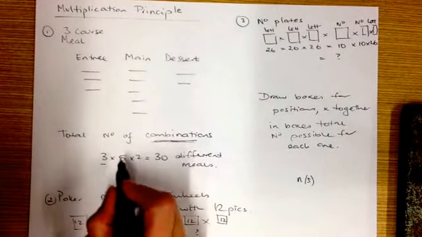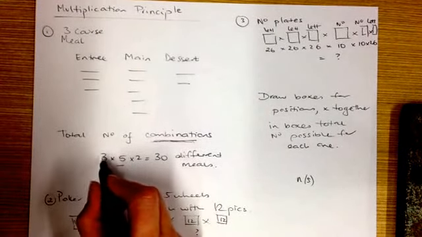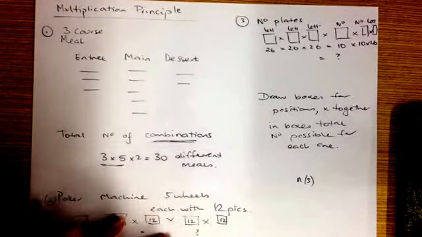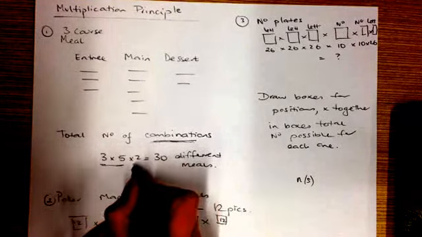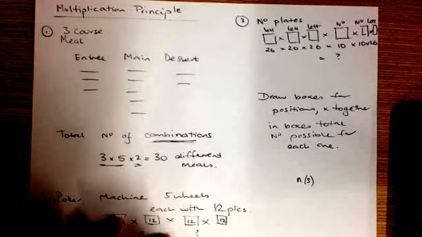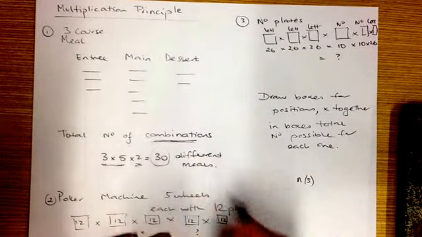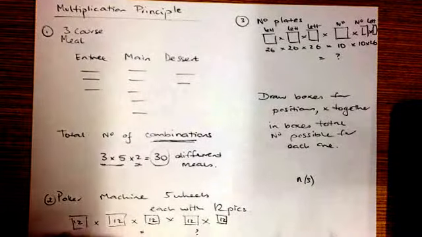So there are 3 entrees multiplied by 5. Each of those entrees could be joined up with 5 different mains. That gives us a total of 15 possibilities, and each of those 15 can then be mixed up or joined up with an additional 2 desserts. So that would give us 30 different meal combinations.